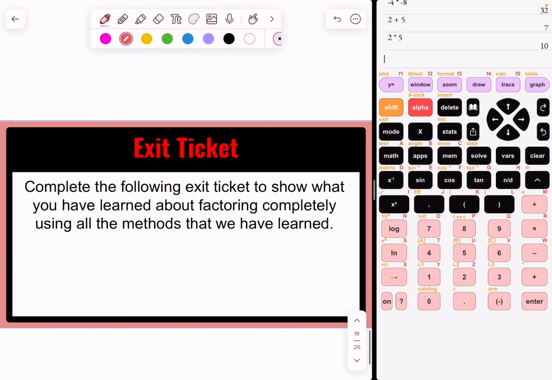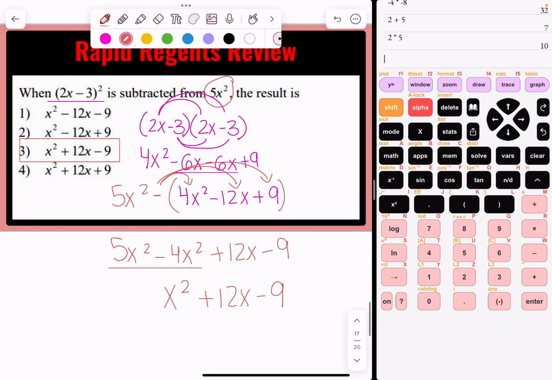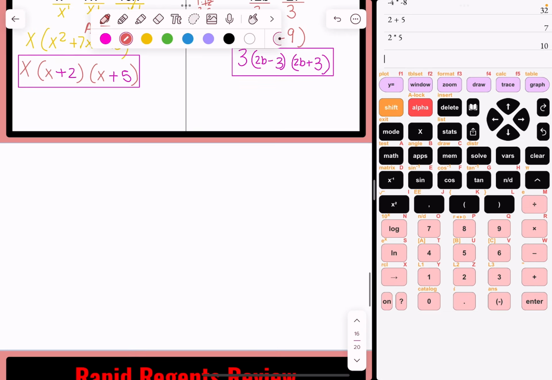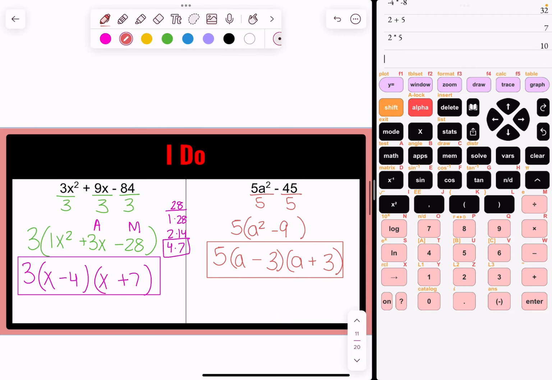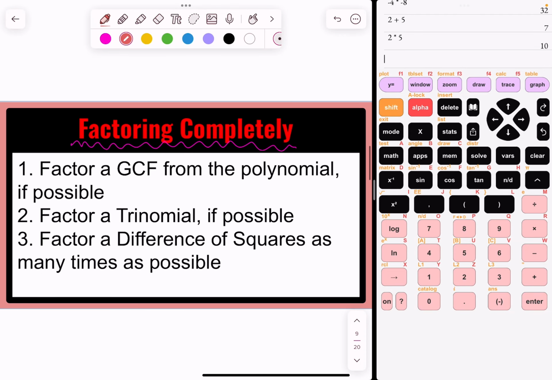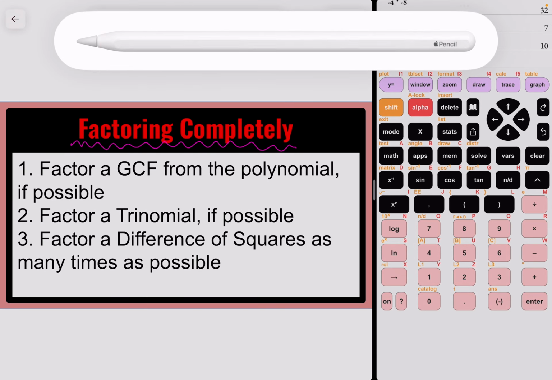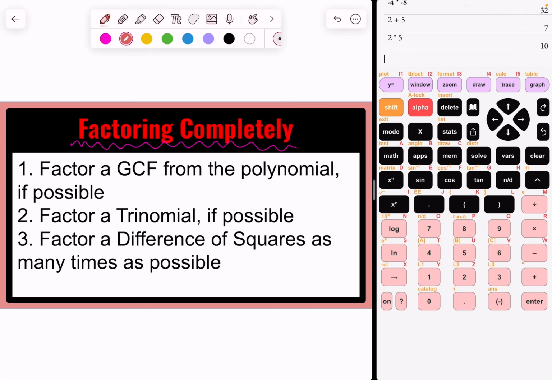Alrighty. And now we are left with the exit ticket, and there will be homework, so make sure you do all of that. Remember, factoring completely, we take out the GCF if possible. If there's a number we can divide, then we factor the trinomial. If we see 3 terms, we do the adding and multiplying technique. And then we factor a difference of perfect squares as many times as possible. All done.